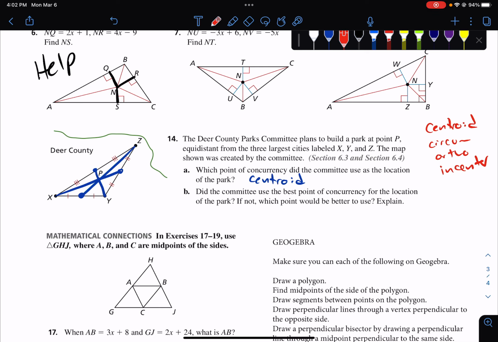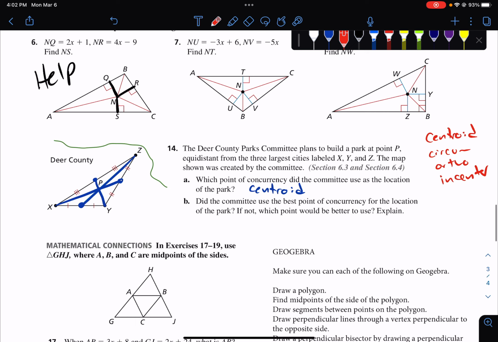Did the committee use the best point of concurrency for the location of the park? If not, which point would have been better? Okay, so they wanted to be equal distances from all of the corners. Where they are located right now, this point P is not the same distance from Y and Z and X. That's not how point P works. What I do know is that point P, this piece is half of this piece, but it doesn't tell me that I'm equal distances from the corners.